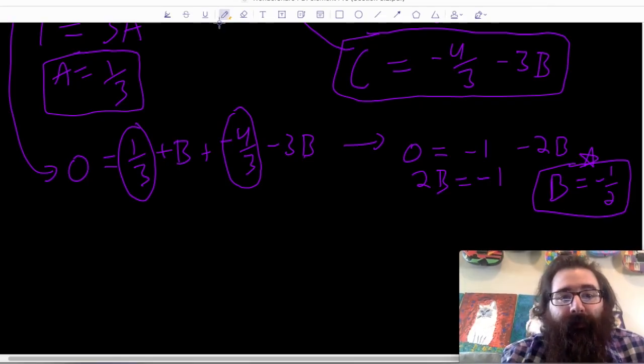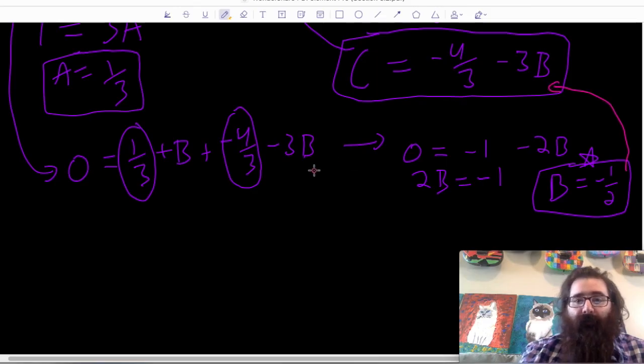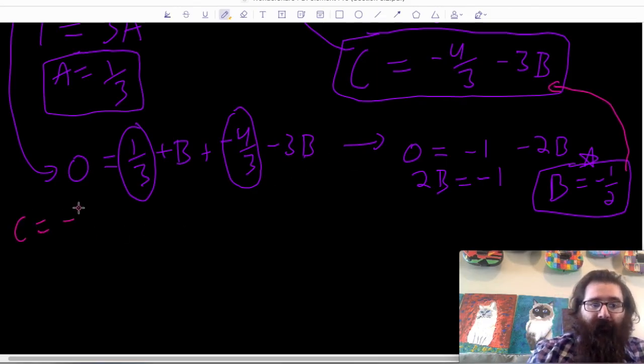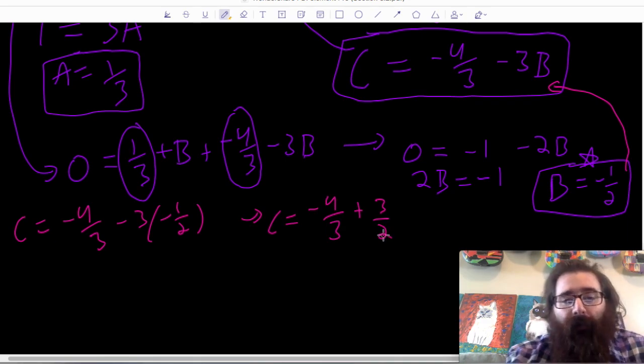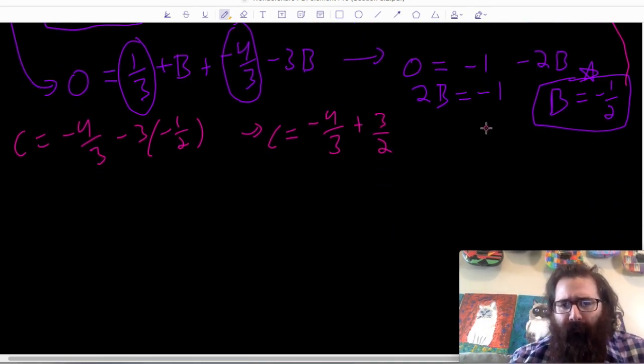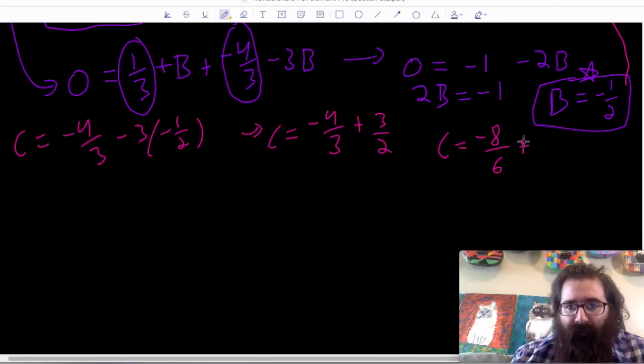And now that I know b, I can plug back into my substitution to solve for c. So I'm going to do that over here. C is negative 4/3 minus 3 times negative 1/2. So then that means c is equal to negative 4/3 plus 3 over 2. Get a common denominator, so I won't show the work there for this. But if I multiply by 2 over 2, I get negative 8 over 6 plus, if I multiply by 3 over 3, I get 9 over 6. Now these are like fractions, so that means c, 9 over 6 minus 8 over 6 gives me 1 over 6. So c is 1 over 6.